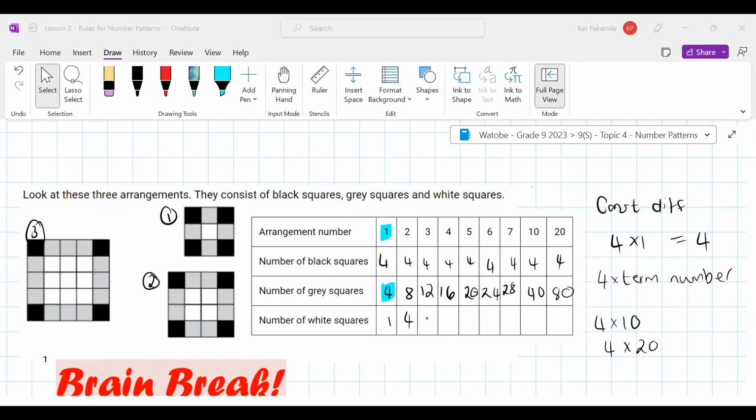For number 3, how many white squares will you have? For number 3, it's 9. 9. And number 4? It's 16. 16. Number 5? 25. 25. And then 36. And then 49.